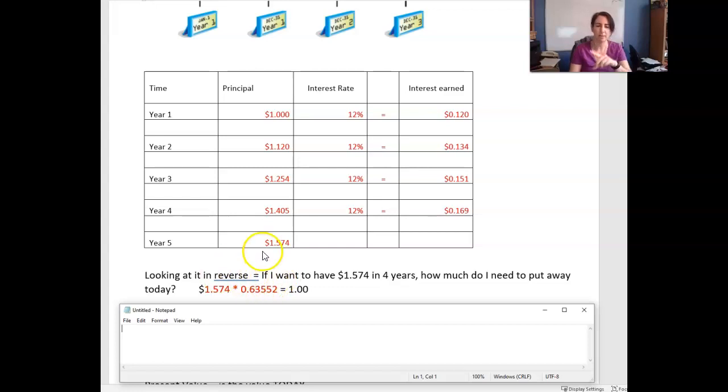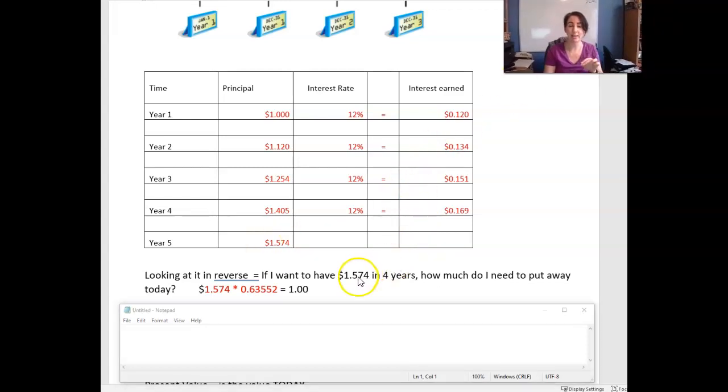Okay, so getting back to my point. Let's say that I wanted to work this backwards. I want to know how much I need to put away today, which is the present value. How much do I need to put away today to have 1.574 in the future? Okay, so this is really my future value, and this dollar is my present value. Okay, so what if I didn't want to do all this times 12% stuff? But I knew that at the end of 5 years, I wanted to have 1.574. Just play along for now.